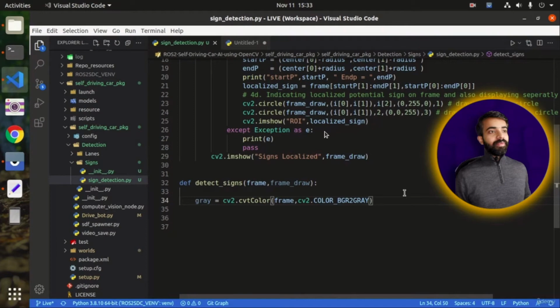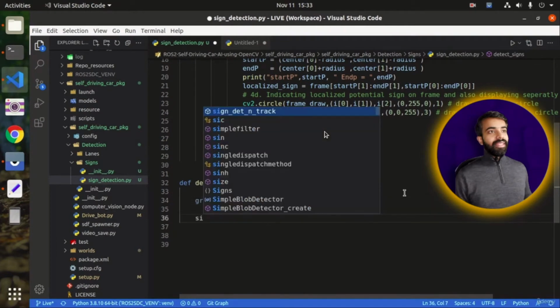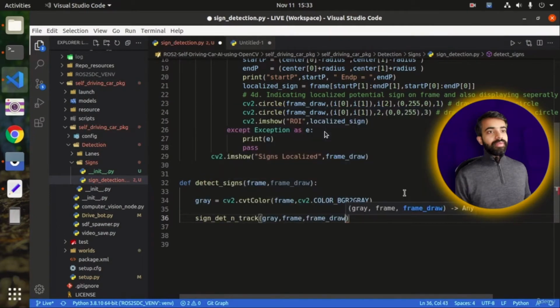After we have converted to grayscale, we call this sign detection and track function, provided the gray, provided the frame, and provided the frame draw as the input. Once we have done this, our sign detection and tracking has been called successfully. Now, all we need to do is simply call this from the main function or main file of drivebot.py.